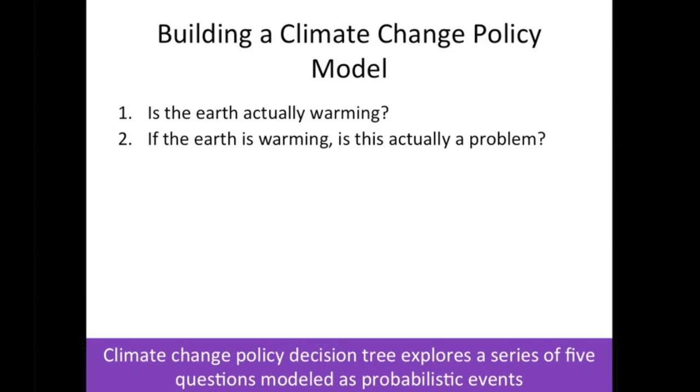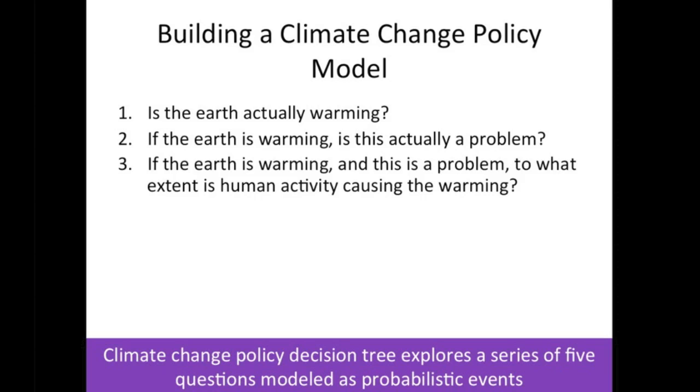So question number 2 is based on question number 1. If the Earth is warming, is this actually a problem? There is some disagreement over this question, with global warming activists citing the potential for rising sea levels, more extreme weather events, famines, and other catastrophes. There are a number of scientists, however, that argue that the level of future warming may actually have net beneficial effects, such as longer growing seasons, increased food production, etc.